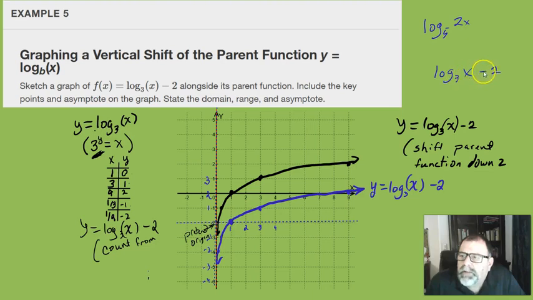Log base 3 of x minus 2. If I don't see parentheses, I'm assuming it's around just the x. So I'm going to do the x, take the log of whatever that number is, get that answer, and then subtract 2. Okay? So just be careful. If you mean log base 3 of x minus 2 as a horizontal shift, you're going to take x, subtract 2 first, and then do the logarithm. So these two things are not equal.